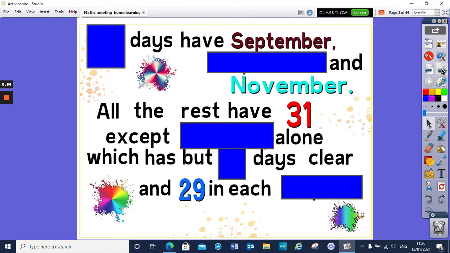Days have September and November. All the rest have 31, except alone, which has but days clear and 29 in each.